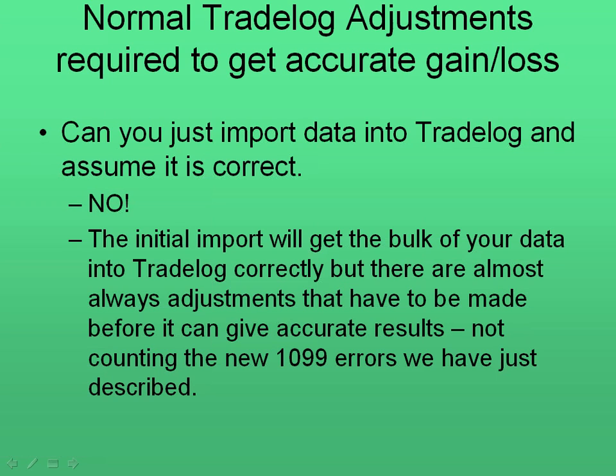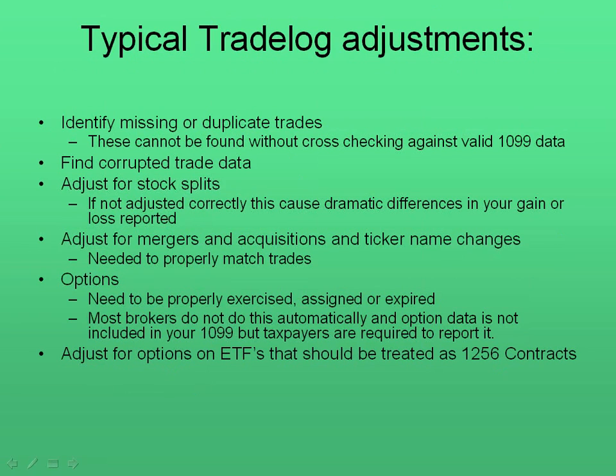You know, not counting the new 1099 errors that we've just described. Some of those typical adjustments are you've got to identify missing or duplicate trades from the download. These cannot be found without cross-checking against the valid 1099 data. Even if you take an account that you know is reconciled to the year-end positions, if you bought and sold an equity during the middle of the year, then that's not going to affect your year-end position. So if you're missing that whole trade sequence, you won't know that unless you can verify that with the 1099 data, and that's the difficulty when you already have errors mixed in that you may or may not be able to identify.